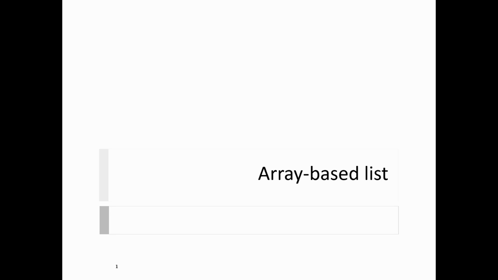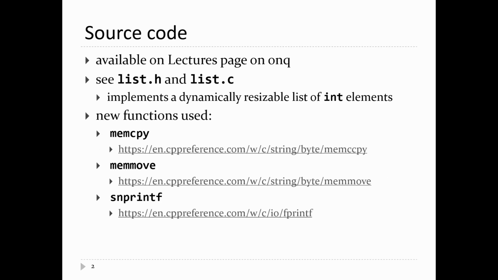Right? So today, we're going to try to get through the implementation of an array-based list. If you go on the lectures page on OnQ, you will find the source code for today's lecture. So everything's there for you. We're going to implement a dynamically resizable list of int elements. So you're going to see one of the other things that the C language is lacking in this lecture. I'm going to use a few functions that we haven't seen before. They'll make our life a little easier, hopefully.